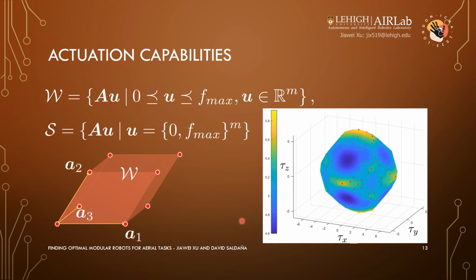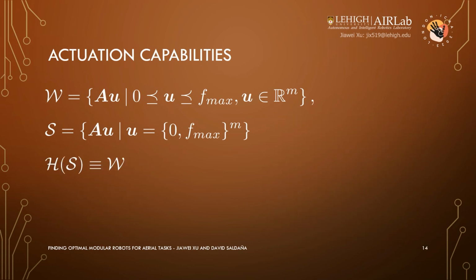By tightening the constraint on the input U for W to either 0 or Fmax, we obtain a new finite set S. An example in 2D and a realistic one in 3D are shown on the slide, where the red dots are elements in S and the polytope is W. We prove that the convex hull of S, denoted by HS, is equivalent to the feasible wrenches. Such a geometric equivalence allows us to transform the comparison into one between two finite sets, T and S.